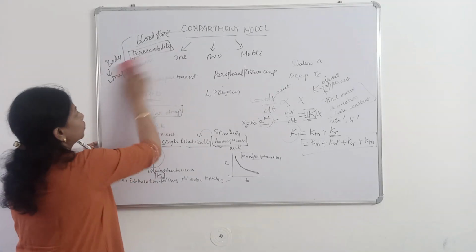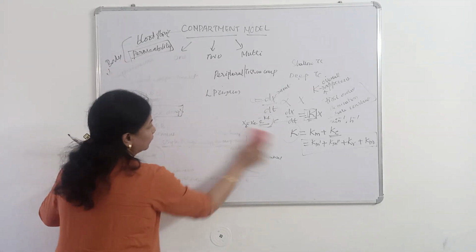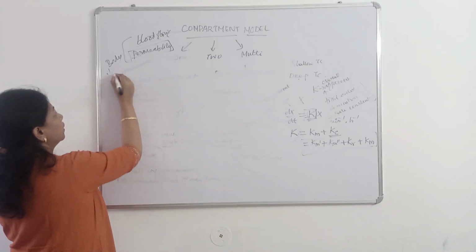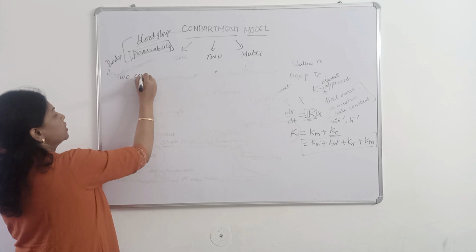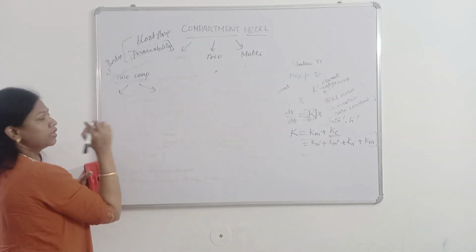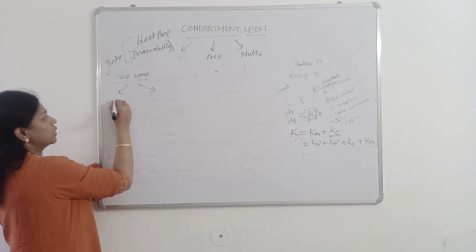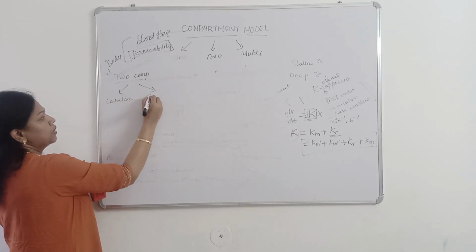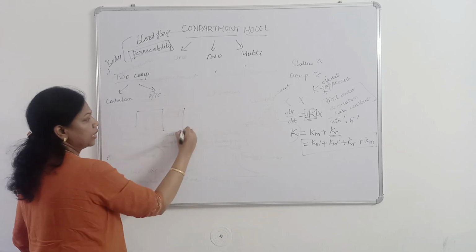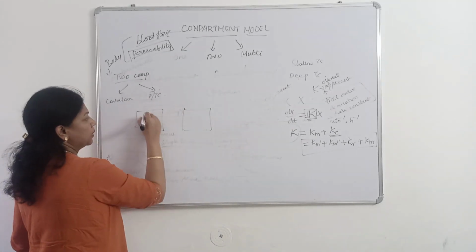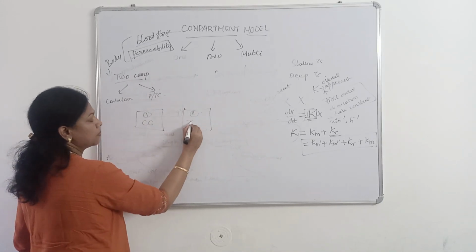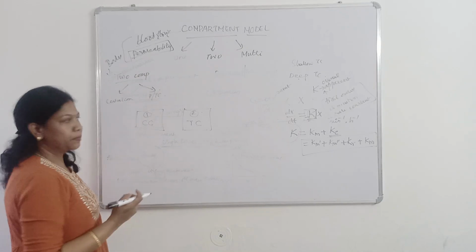Now moving on to two compartment. So we have another compartment model, which is the two compartment model. Here the body will be divided into two compartments. One is the central compartment and another is the peripheral or tissue compartment. So here the depiction will be like this: the first compartment and the second compartment. First compartment is the central compartment and second compartment is the peripheral or tissue compartment.